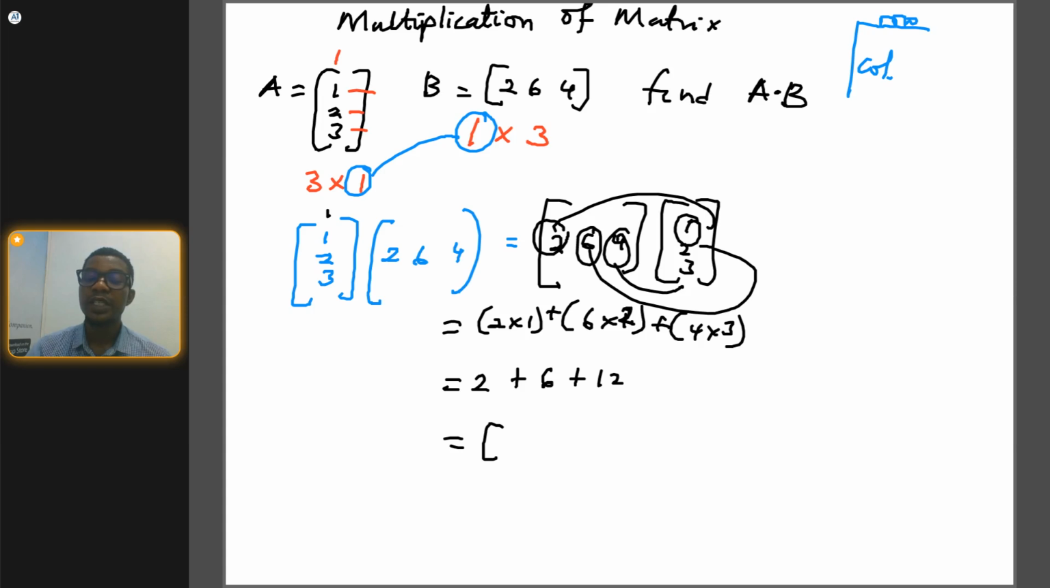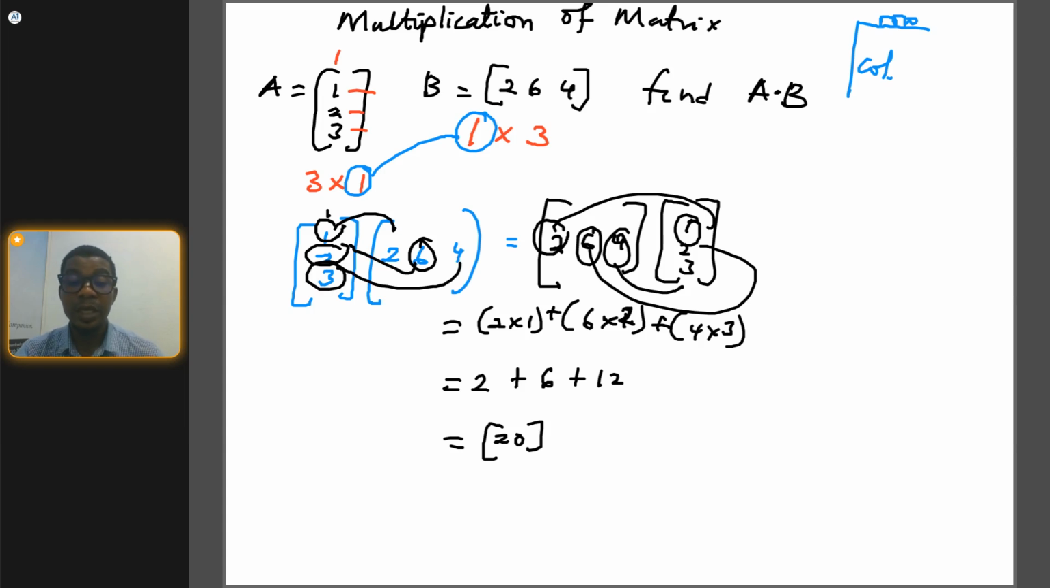2 plus 6 is 8, 8 plus 12 is 20. So the element in that matrix after multiplying is 20. After multiplying, we got 20 to be the answer. What we did was that we did row times column, plus row times column, plus row times column. So this is how we multiply matrices.